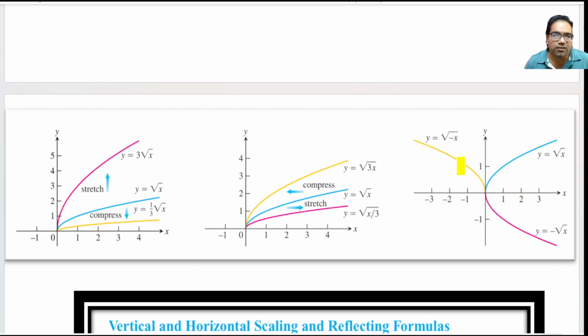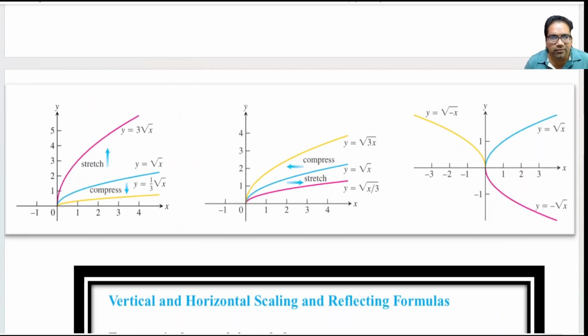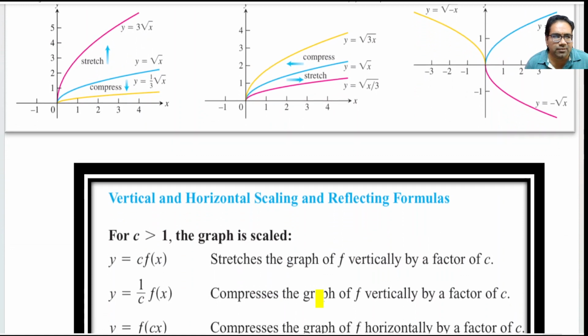That is a reflection around the y-axis, right? For example, root 1 is 1. Now, if you take root of minus x, that means if you put x as minus 1, then also y will become 1, right? So root of minus x is a reflection about the y-axis of root of x. Essentially, it is very simple.